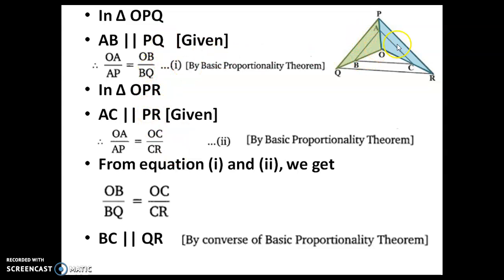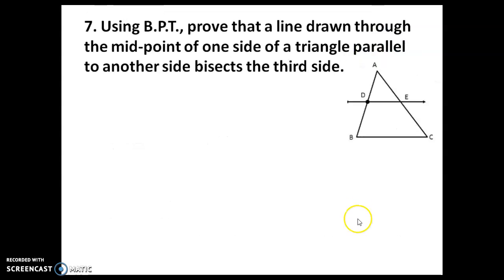Already by these two triangles we got two equations, and from that we are getting this ratio as equal. If you see this white color triangle, this ratio is equal. By converse of the theorem, if this ratio is equal, then these two lines are parallel. Okay, understood? Hence proved. Then next problem.